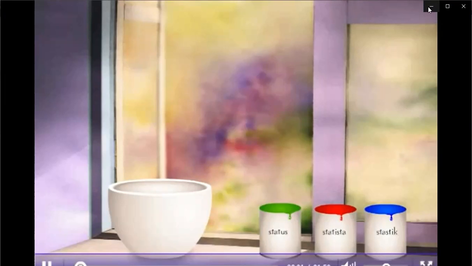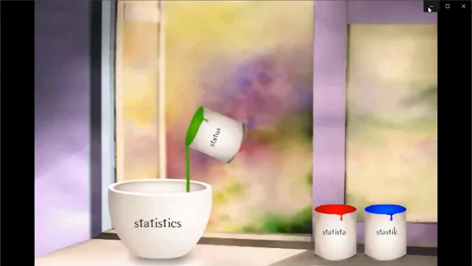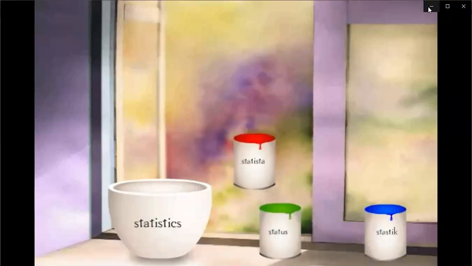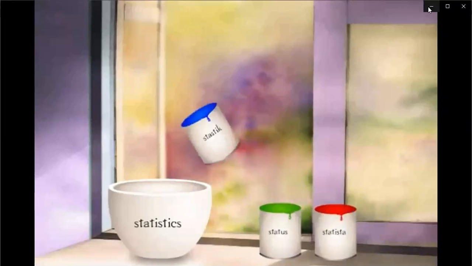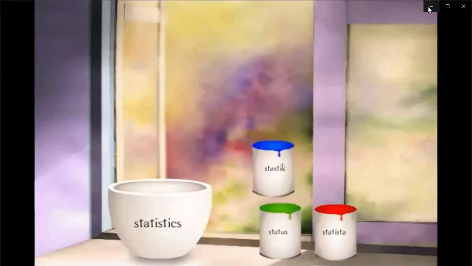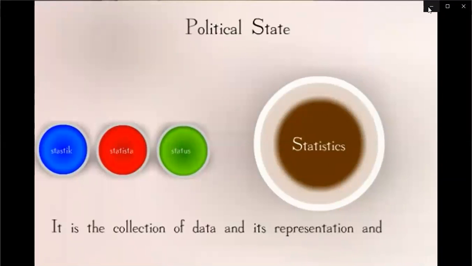In today's class, we'll be discussing one of the major and most commonly used branches of mathematics that we come across in our day-to-day life, that is known as statistics. So basically, the word statistics has its origin from a Latin word, status, or the Italian word statista, or the German word statistik, which means the political state. And further, it can be defined as the collection of data and its representation and interpretation.